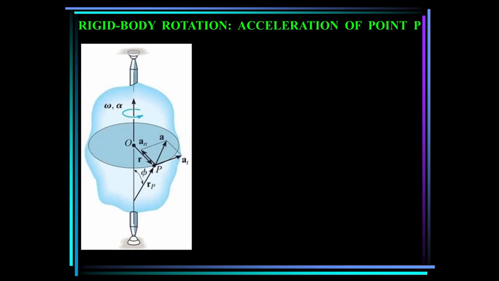So now we're going to talk about the acceleration of a point P on a rigid body. It has two components, as you might suspect. It has the tangential component and a normal component. Now this rigid body is rotating. It has some omega and some alpha. Now the tangential acceleration is going to be equal to the angular acceleration times r. It's very similar to the velocity of point P being equal to omega times r.